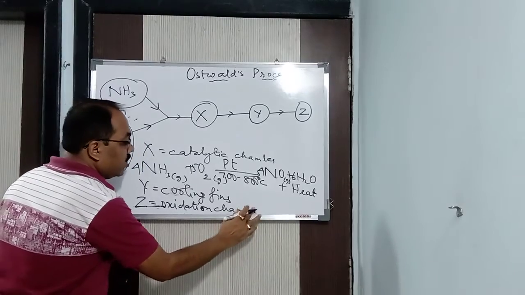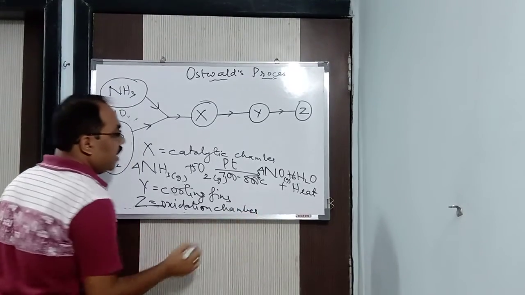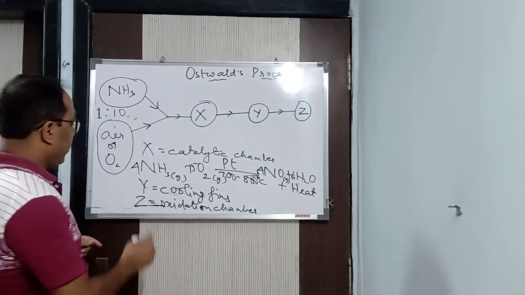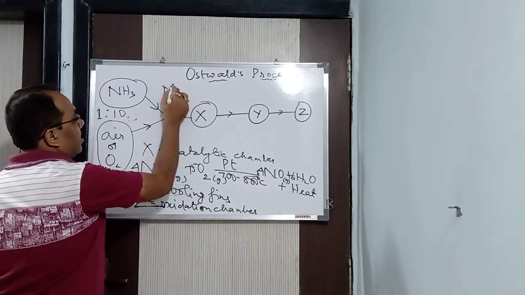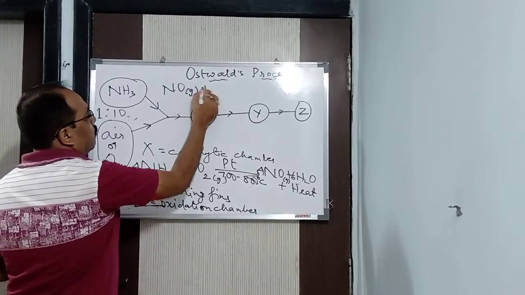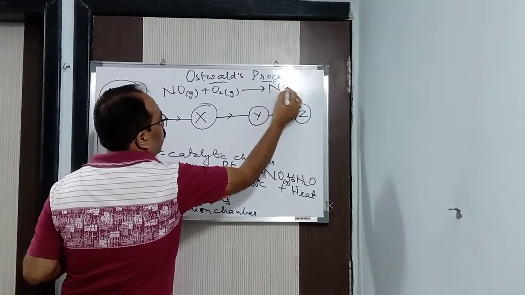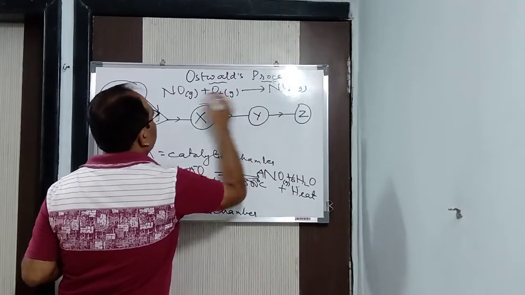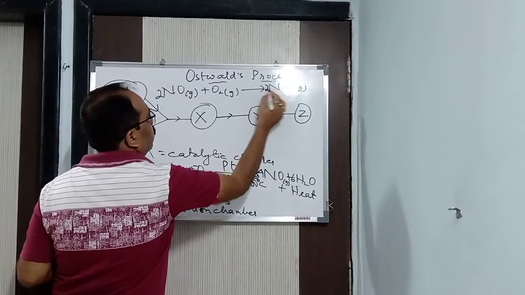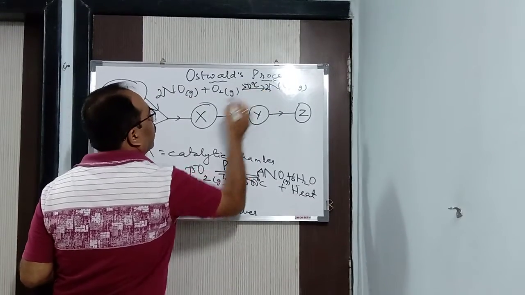Alright. So in the oxidation chamber, what is the reaction that is happening? I am writing the reaction here. NO gas plus O2 gas gives NO2 gas. 2NO gas plus O2 gas gives 2NO2 gas. The temperature is maintained at 50 degrees Celsius.